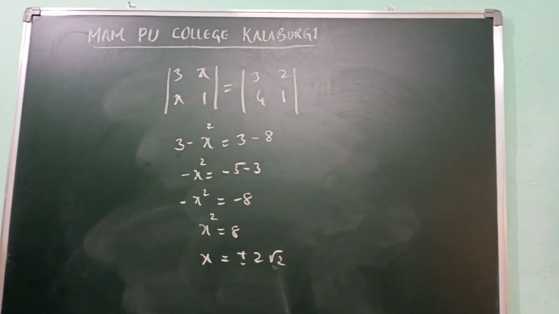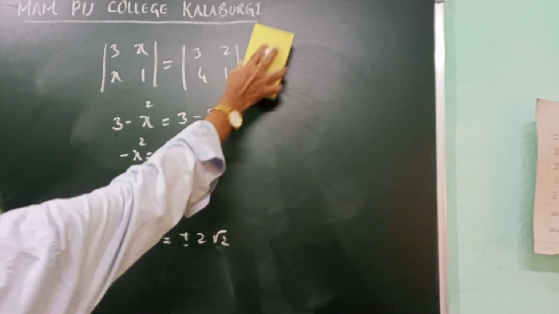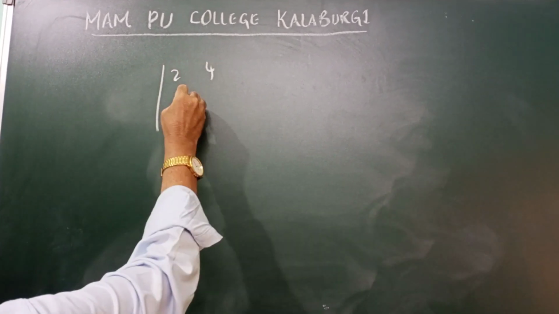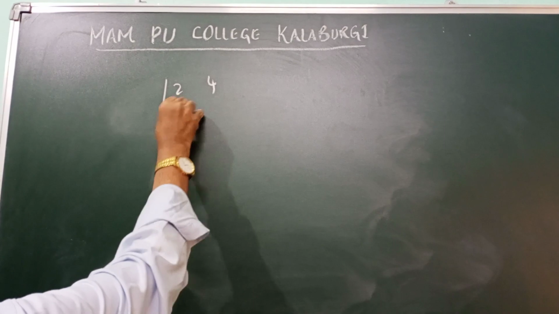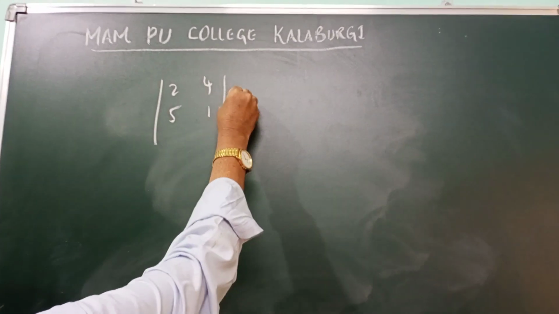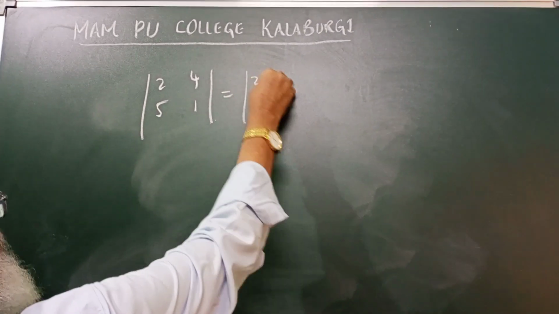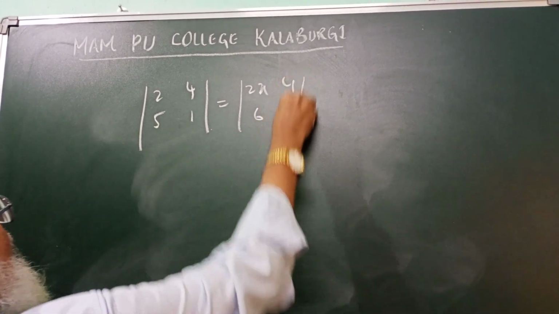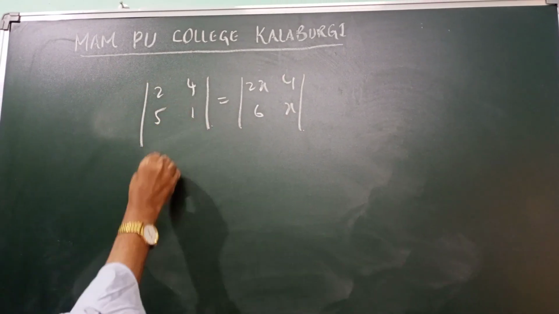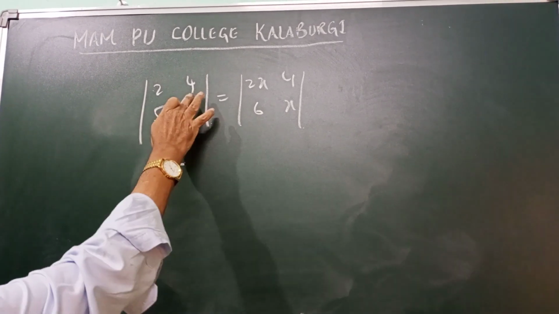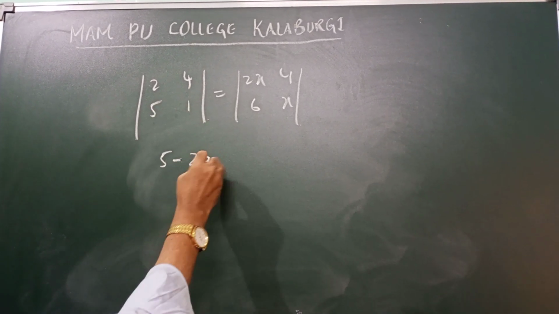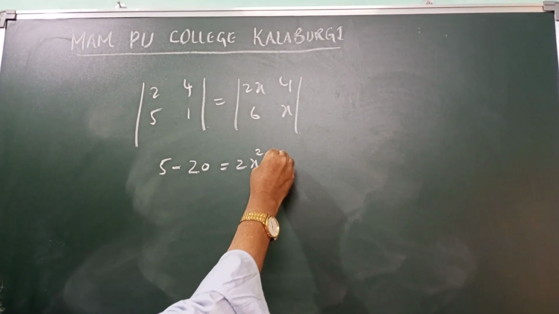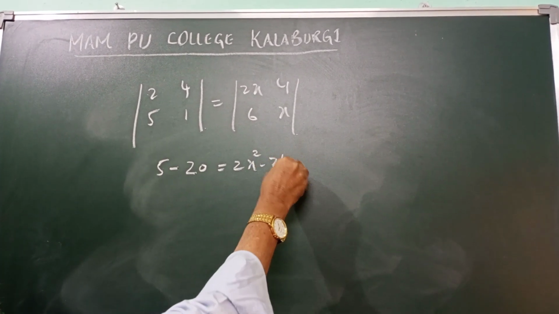See here, find the value of x. The determinant with entries 2, 4, 5, 1 is equal to the determinant with entries 2x, 4, 6, x. So 2 into 1 is 2 here, 5 into 4, that is 20. It is 2x square minus 24.